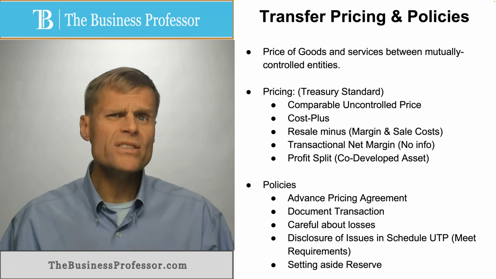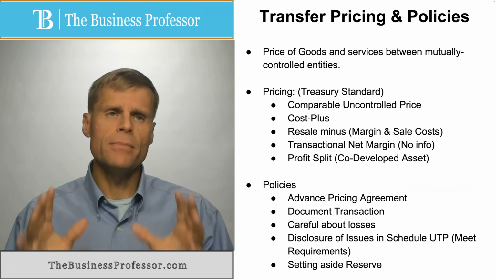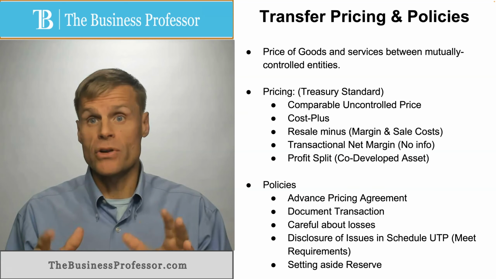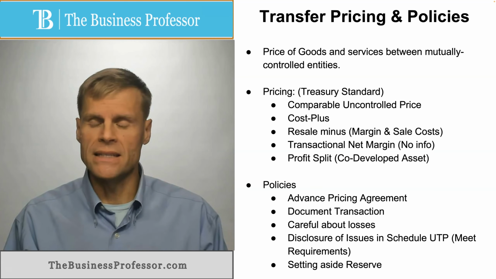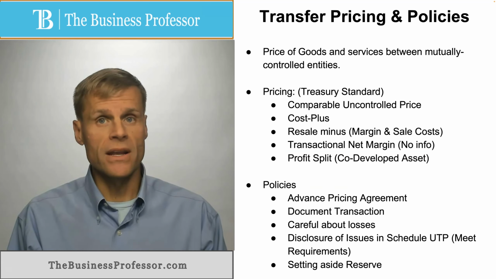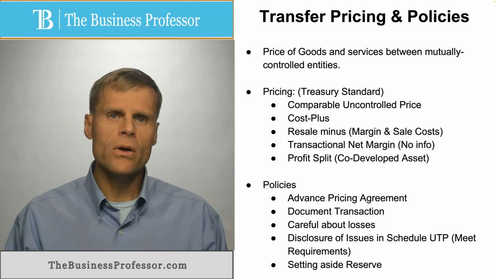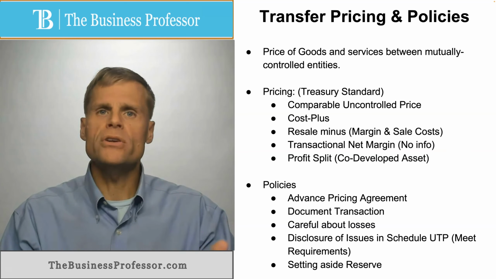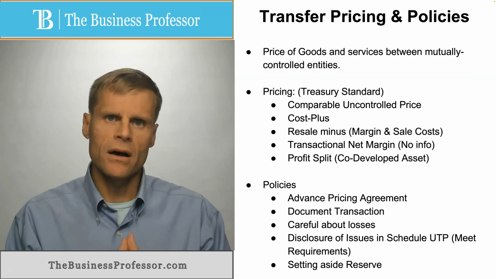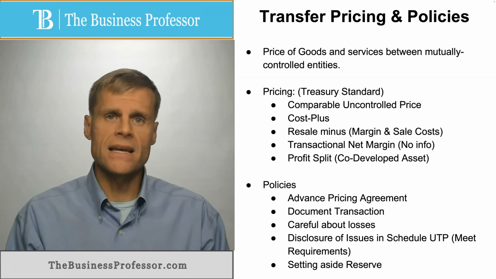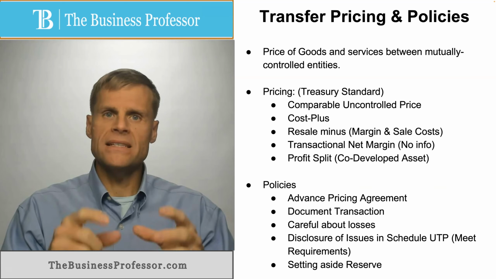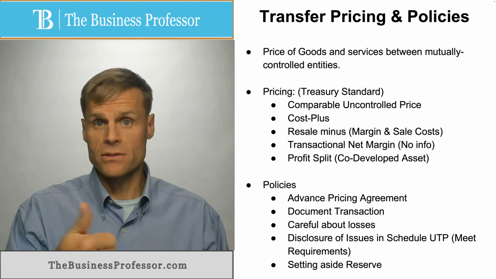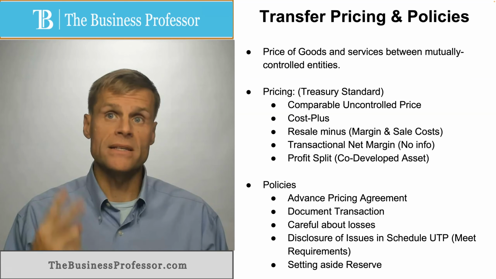Now, what are some sound policies to have in place to make certain that your approach to transfer pricing will not be challenged by the Treasury and thus disregarded, so you get none of the intended tax benefits and potentially some very negative tax repercussions? Well, to start with, have an advance pricing agreement in place. If you understand that you're going to need assets from the other controlled organization, then have an agreement in place that states the terms of purchase of those assets, whether it's goods or services.